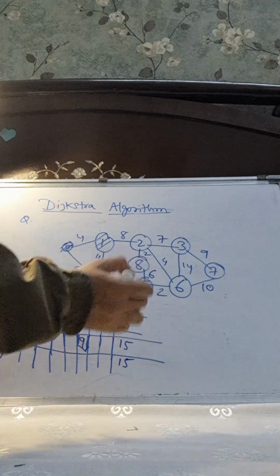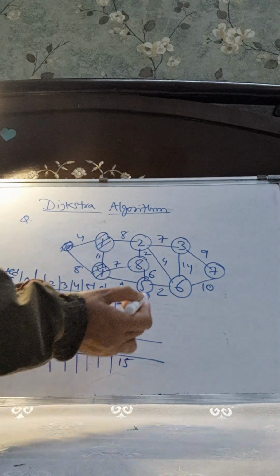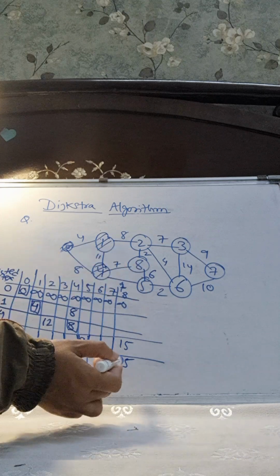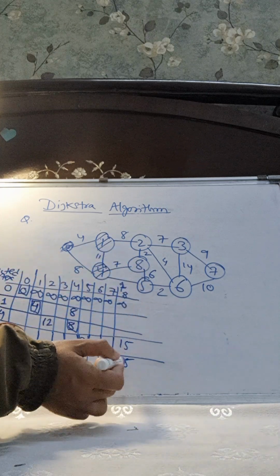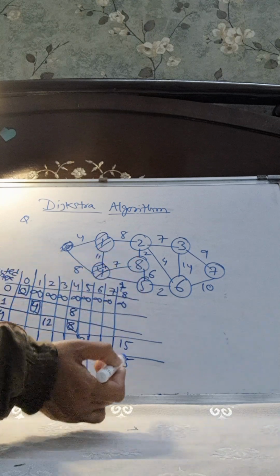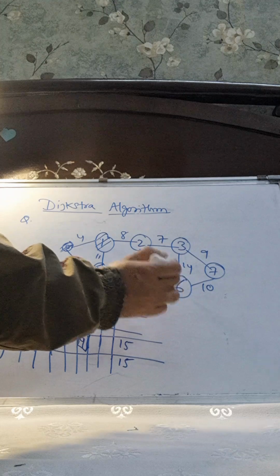Either through 5 or directly, whatever cost we have just now, it's 15. 9 plus 6, still you are getting 15. So whether you update it or not will not make a difference, because 15 is equal to 15. You are not getting any less cost. 15 will remain the same.